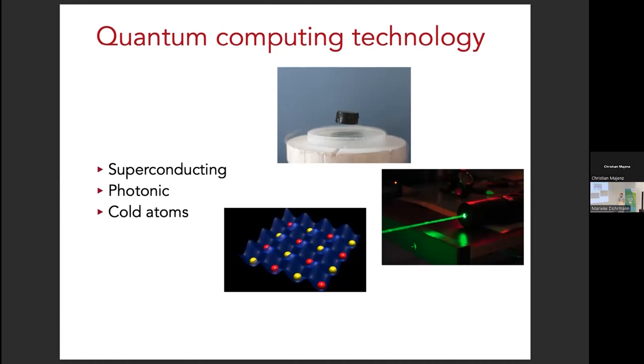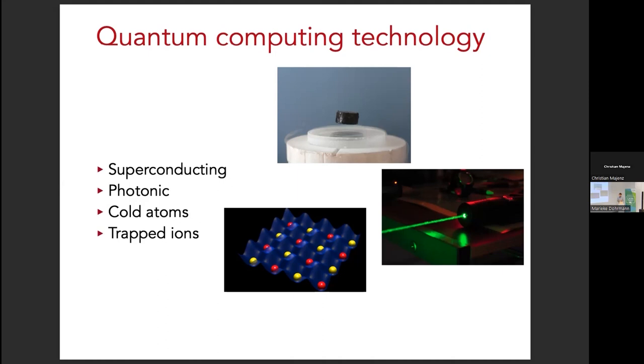A third proposal is to use cold atoms. So if we have atoms, then they have a ground state and excited states. So if we cool them down to very close to the absolute zero temperature, then we can try and control the internal state of the atoms, and use these degrees of freedom for quantum computation. And finally, there's also another proposal very closely related where we trap ionized atoms instead of neutral atoms.